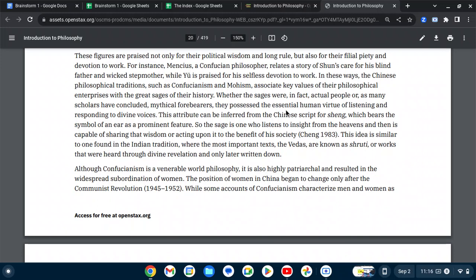This idea is similar to one found in the Indian tradition, where the most important texts, the Vedas, are known as Shruti, or works that were heard through divine revelation and only later written down.